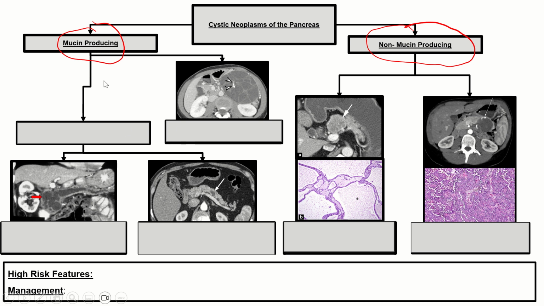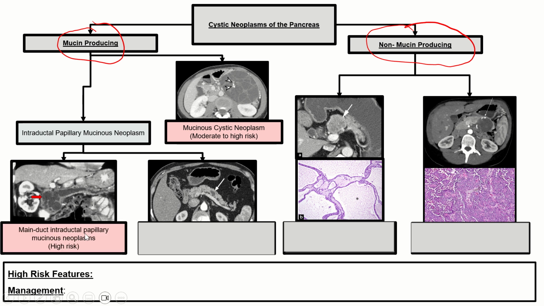But anyway, without further ado, the two types of mucin producing would be IPMN, the intraductal papillary mucinous neoplasm, versus mucinous cystic neoplasm. If you do find this, this is a moderate to high risk pancreatic lesion that does somewhat commonly turn into pancreatic cancer. IPMN is one of the more common test questions you're going to get. And the risk of this lesion depends on where the IPMN is and depends on the high-risk features of the IPMN. This one would be a main duct IPMN.